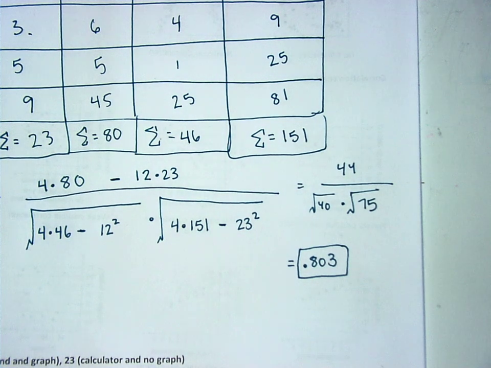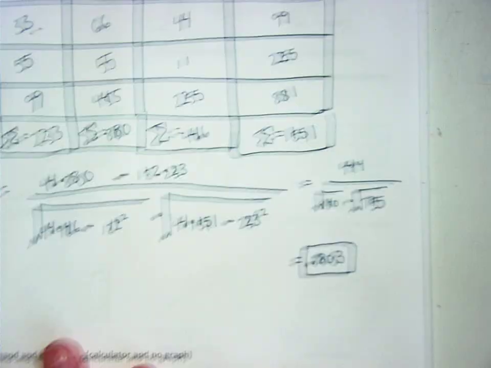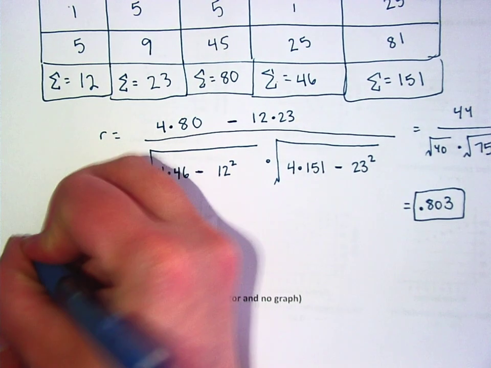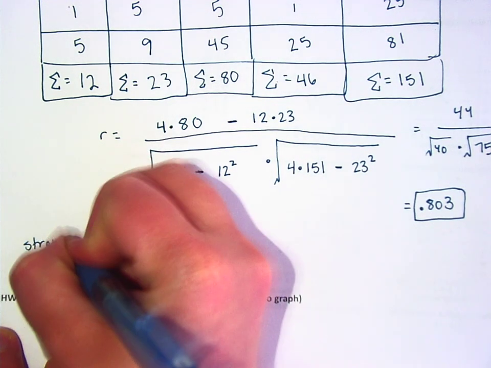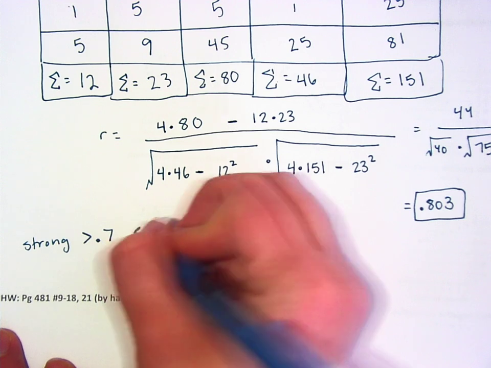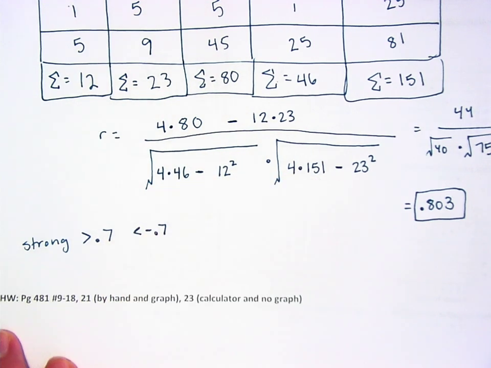All right, what correlation coefficient is strong? That's weak. Okay, so apparently they say strong is larger than 0.7, or I guess less than negative 0.7? Somewhere in those extremes.